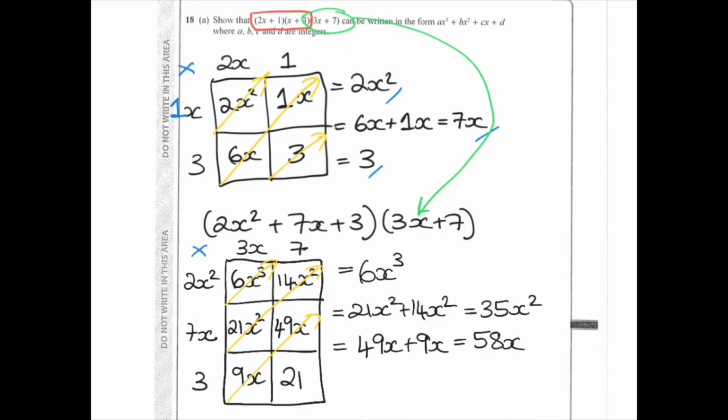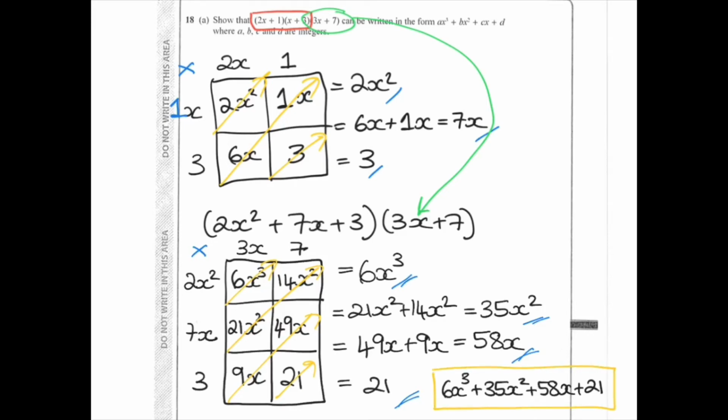58x. And then the final box, 21. So I've got 21 here. What does that mean? Well, that's my final answer done. This guy, this guy, this guy, and this guy are what we'll get when we expand it. So my final answer on my page, I should be writing, is 6x cubed plus 35x squared plus 58x plus 21. So what was a really complicated problem actually is nice and straightforward using one method that I can use for single, double, or even triple bracket expansion.